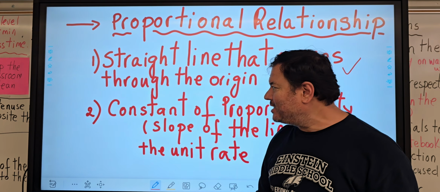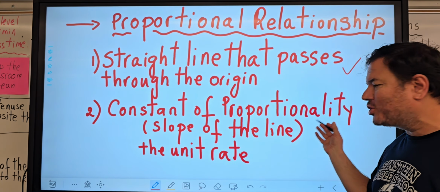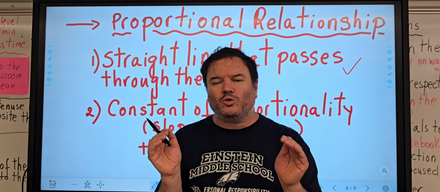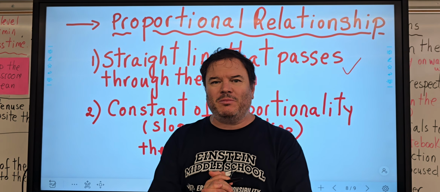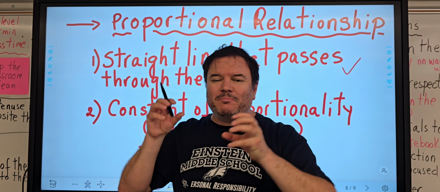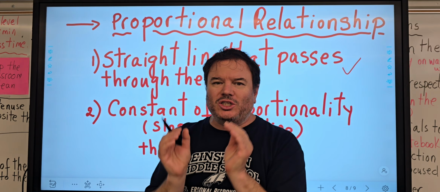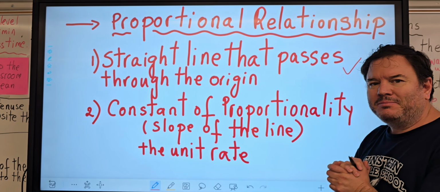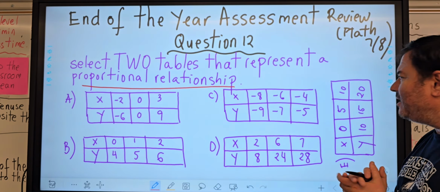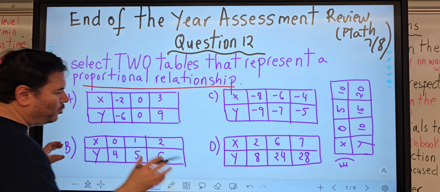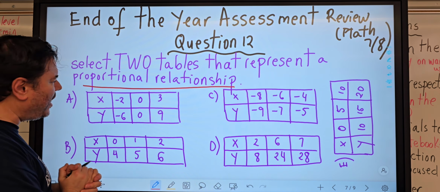Another requirement is the constant of proportionality, or the slope. The slope of each of those ordered pairs has to be the same. So if we divide y by x, we should get the same number for each of those ordered pairs. We should get the same unit rate. Okay, let's get back and check which of these answers satisfy those two requirements.